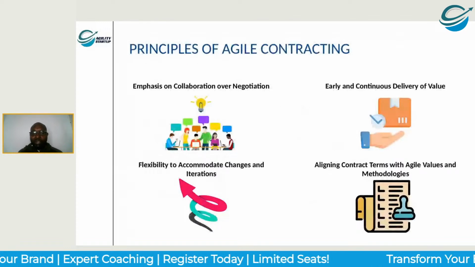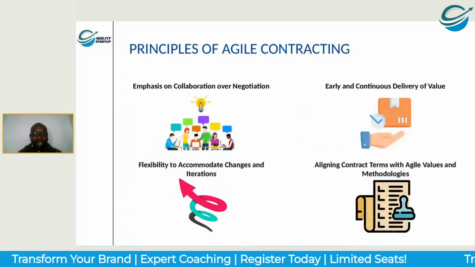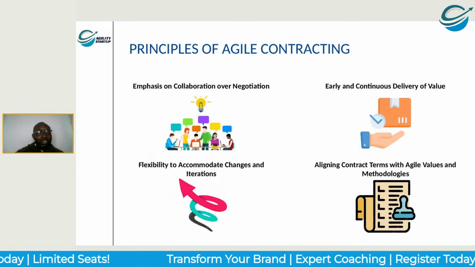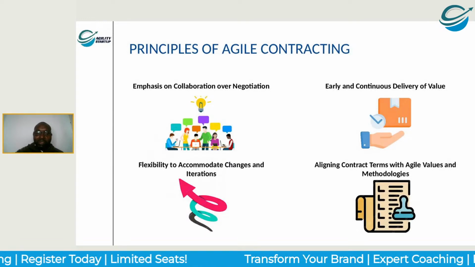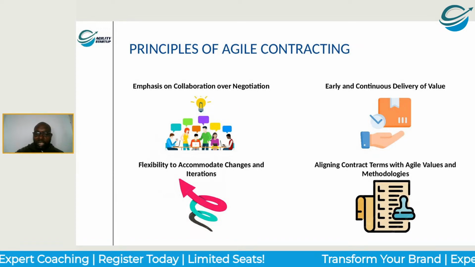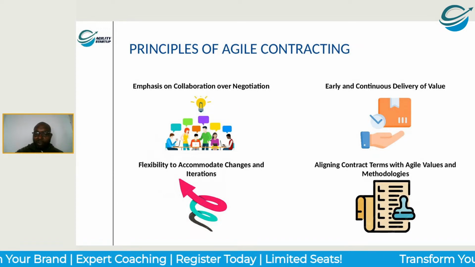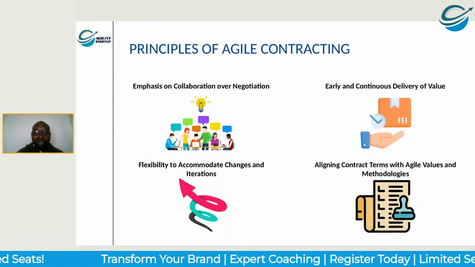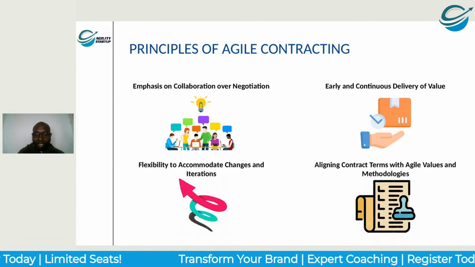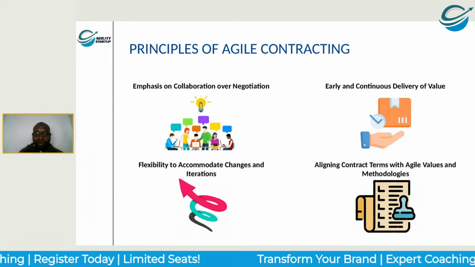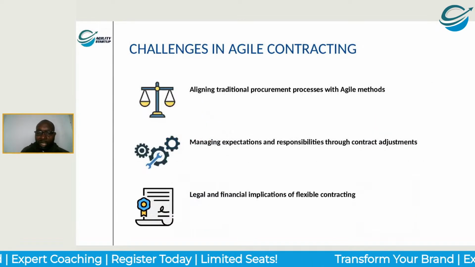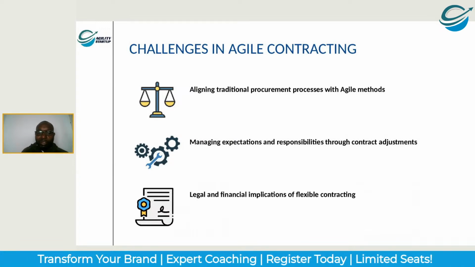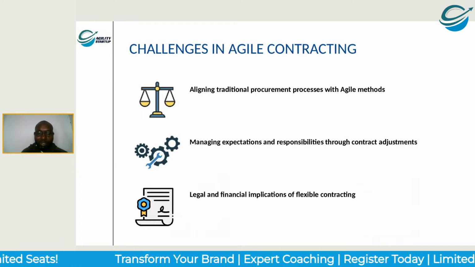The principles of agile contracting include four key elements: emphasis on collaboration over negotiation, early and continuous delivery of value, flexibility to accommodate changes and iterations, and aligning contract terms with agile values and methodologies. All of these are key elements that cover some of the principles, and you will find the details in the book. What are some of the challenges in agile contracting? There are three key elements that are crucial to understand.